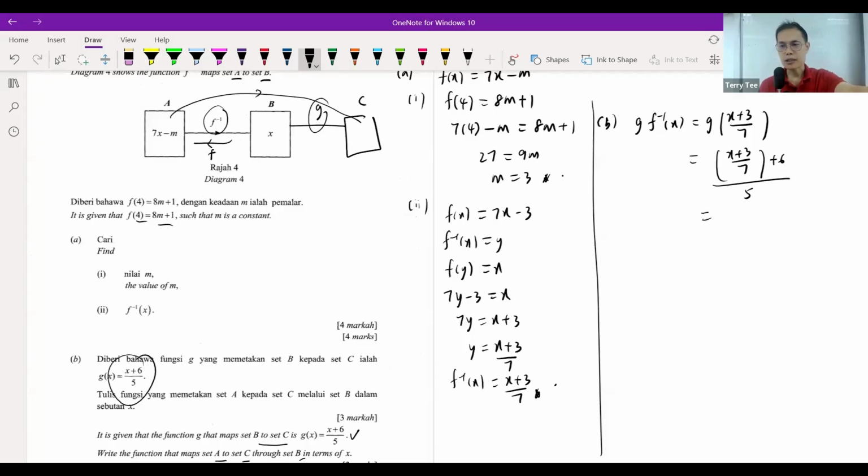So simplify this further. I can multiply top and bottom by 7 just to get rid of the fraction. So when you multiply by 7, you get x plus 3. 6 times 7 is 42. 5 times 7 is 35. Answer is x plus 45 over 35.